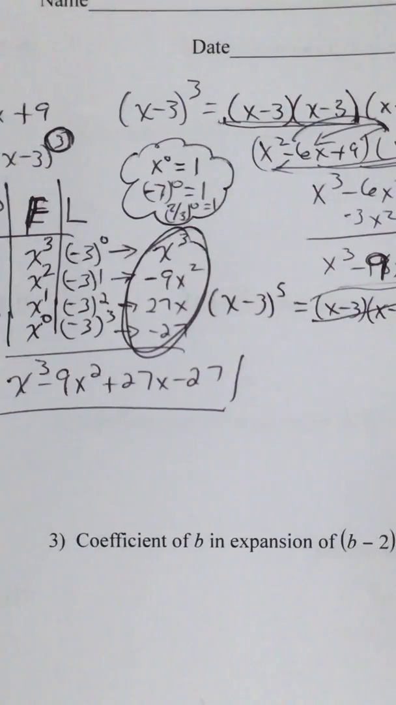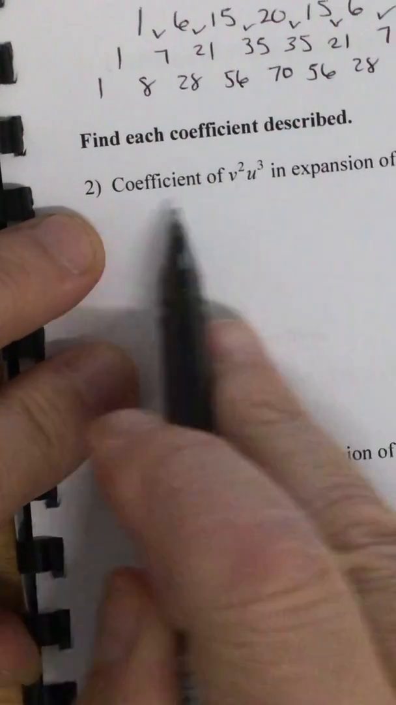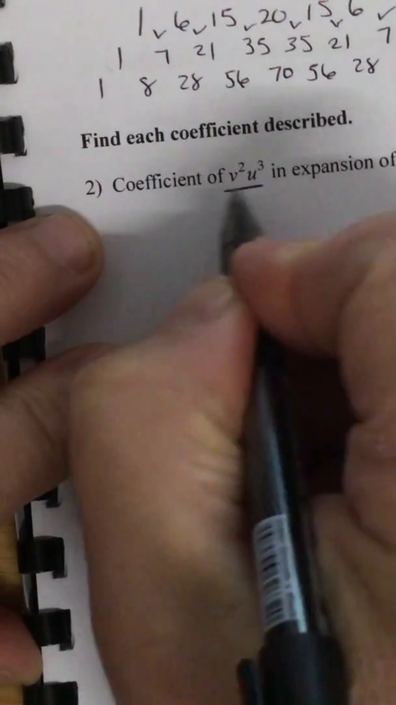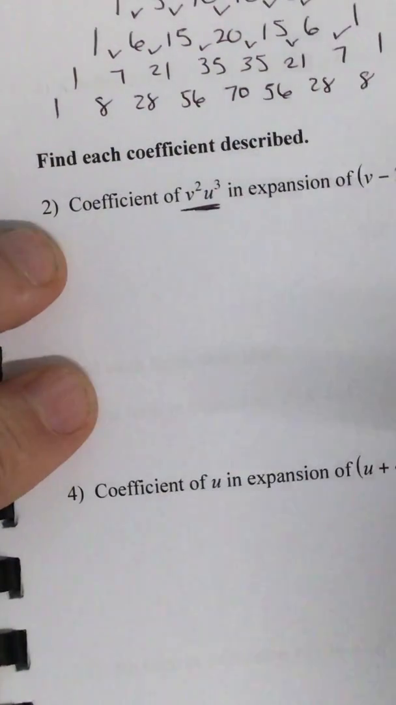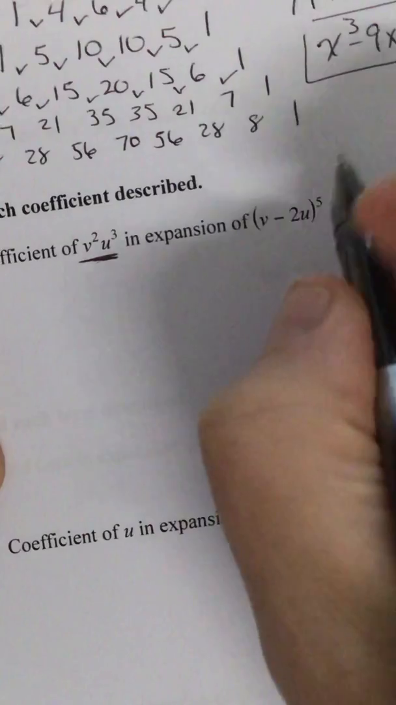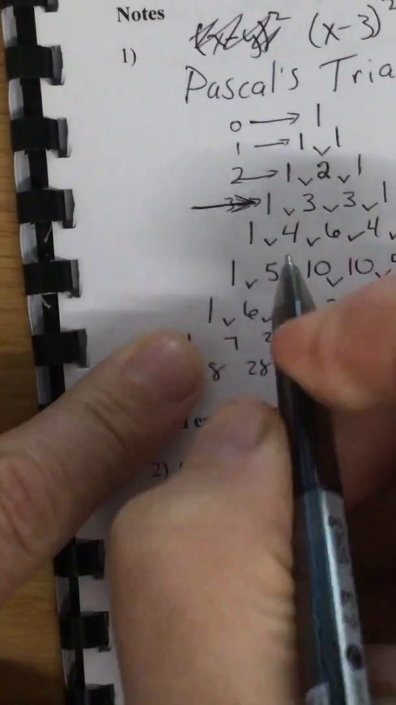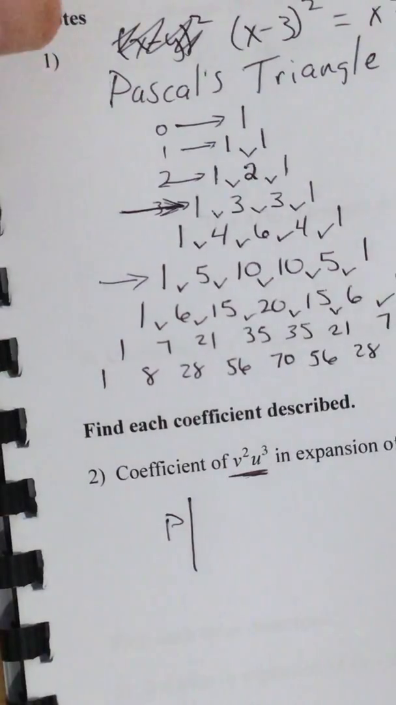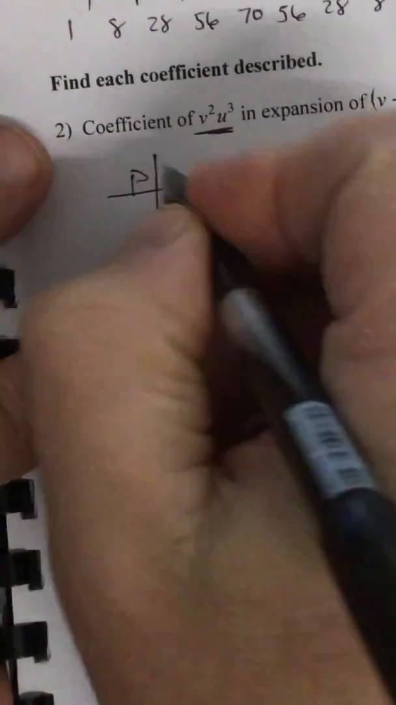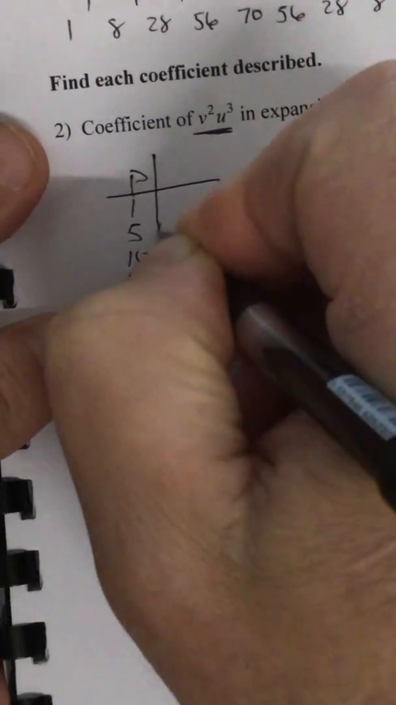So let's take a look at some examples and see. Number 2, they want us to find the coefficient described. So they want us to find this one, v squared u to the third. Okay, let's get Pascal going. So here it is to the 5th power. So when I put down my p, I want row 5, which is this one right here. 1, 5, 10, 10, 5, 1.